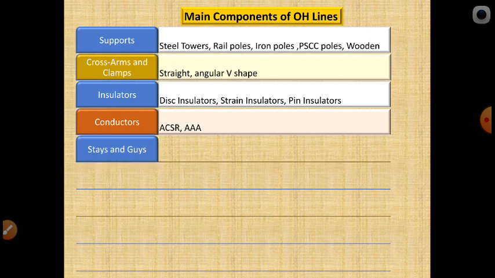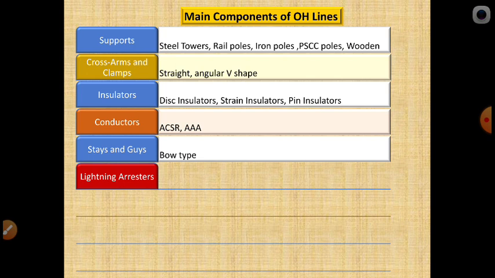Now another one is the stays and guys. Here are the supporting stays. What is the purpose of these? These are mainly used for supporting the poles at the ends and at angle points. They give some strength during wind pressure. We will see the different stays and guys later.